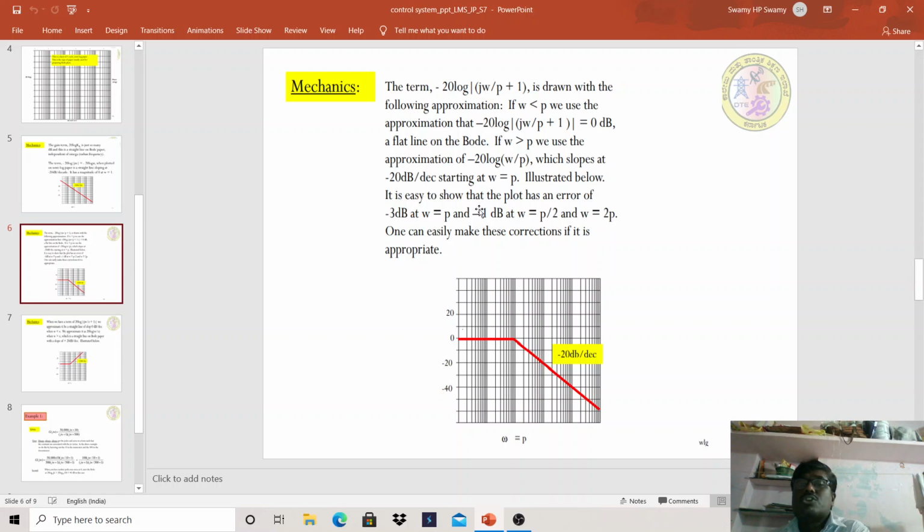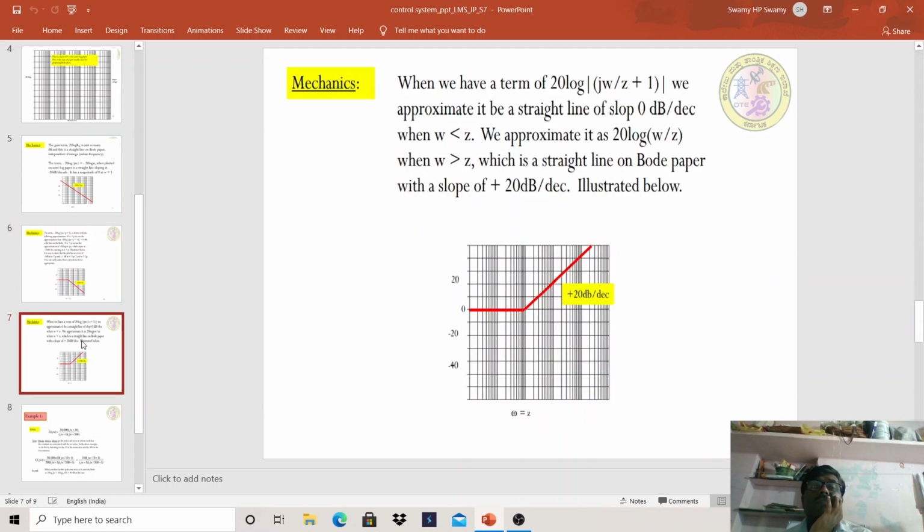So it is easy to show that this plot has an error. What is that error? Minus 3 dB at omega equal to p. This is having the minus 3 dB. And at omega equal to p by 2 and omega equal to 2p, there is a minus 1 dB error. So one can easily make these corrections if it is appropriate.